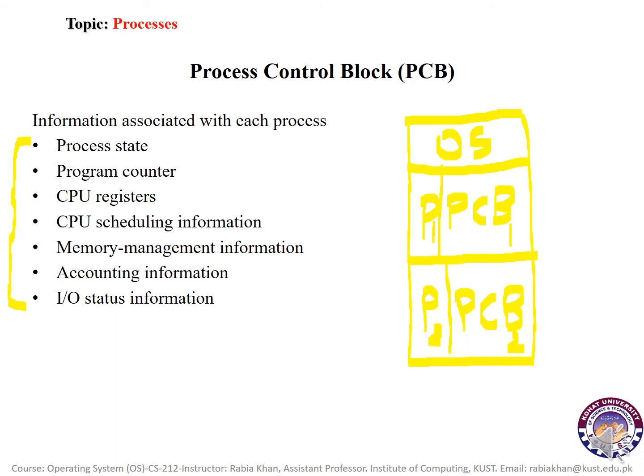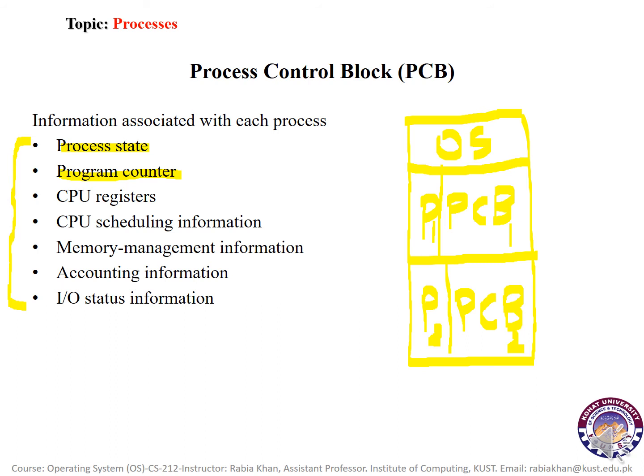For example, the process state. We have discussed different states earlier. So the current state of a process is stored in PCB so that the operating system can know which process is in running state, which process is waiting in ready queue, which process is in block state. So this is for the identification or for the information of the operating system. Next, the program counter. We had also discussed earlier what is a program counter. It is mainly a register that holds the address of the next executable statement.